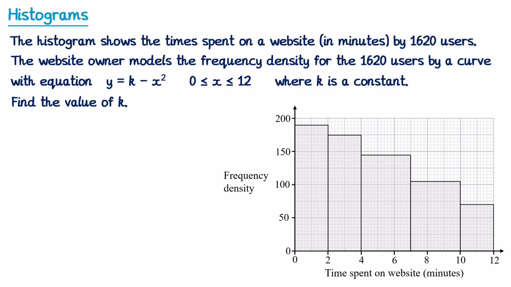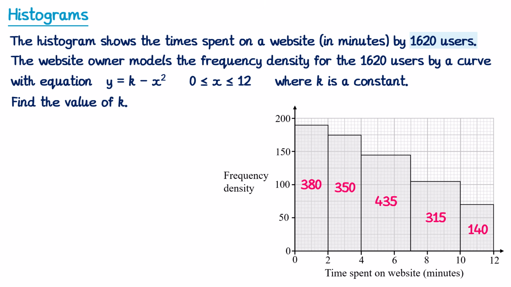This question is going to require the use of integration, so if you haven't covered integration yet, you won't be able to do this question. You might want to save the video and come back to it when you have covered integration later in the year. First of all, if we do a quick check and work out the area of each of these bars, we get these numbers here. This does add up to 1,620, so for this question, the area of each of the bars is equal to the frequency. So what's this question asking us to do?